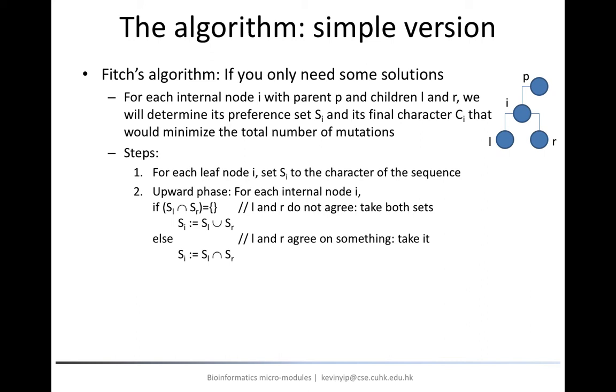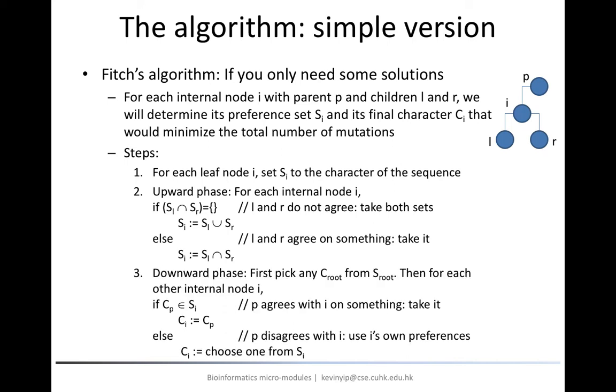For an internal node I, it forms a set Si of its preferences. Like what we just discussed, if the preference sets of the two children have any nucleotide in common, Si is set to these common nucleotides by taking the intersection of the two preference sets. If the preference sets of the children do not have anything in common, Si is set to be the union of them to keep all the children's preferences. This preference gathering process is performed from the leaf nodes upward until the root.